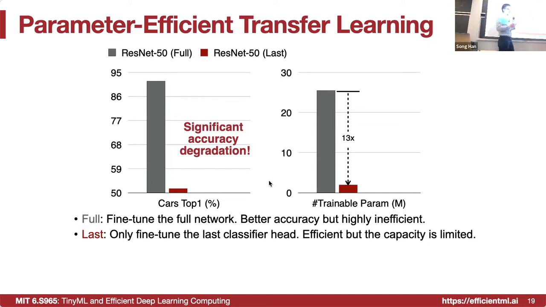A widely used efficient technique for transfer learning is to just fine-tune the last layer, right? Which is much simpler, no matter how many layers you have, like ResNet-50, you just fine-tune the last layer. That can reduce the number of trainable parameters by a large margin, by 13 times. However, that leads to significant accuracy degradation. This is top-1 accuracy, and on the sparse dataset you can see a pretty significant loss of accuracy.